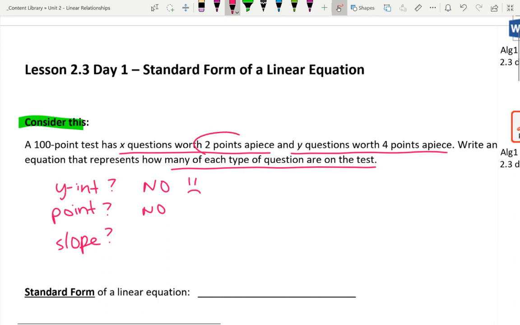I see two different rates here. So it's like we have two rates here. Can we have a slope of 2 and a slope of 4? So this question might feel a little bit strange. Two slopes doesn't seem quite right. So this is where our standard form comes in handy because it helps us tackle questions like this.